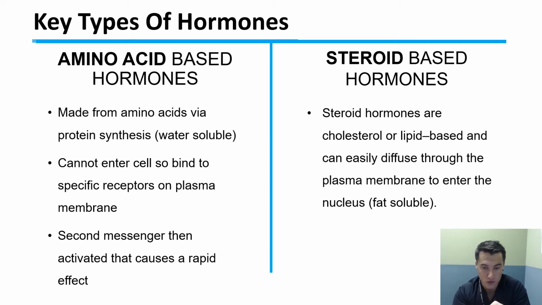So because it's water soluble and not fat soluble, the hormone has to bind with specific receptors on the target cell's membrane. This triggers a second messenger within that cell membrane to then move inside the cell and cause a rapid effect. Whereas our steroid-based hormones are made of cholesterol or fats, so it means that they can actually easily diffuse straight through a cell membrane into the nucleus of that cell and trigger an effect directly.